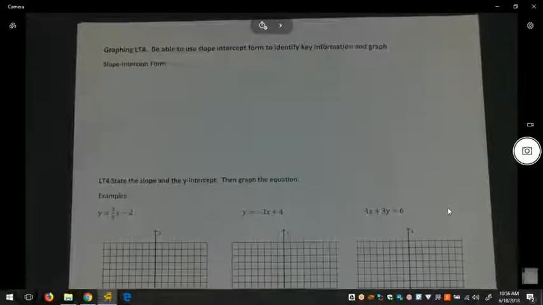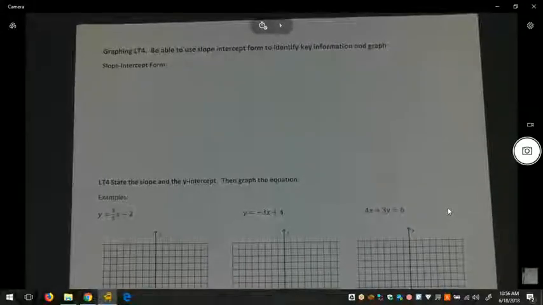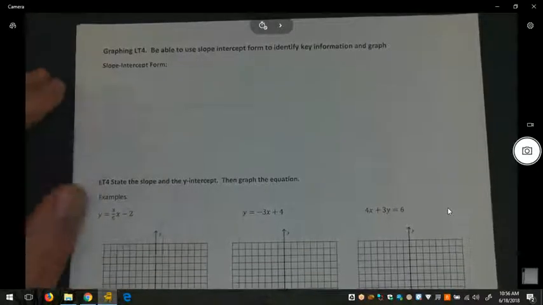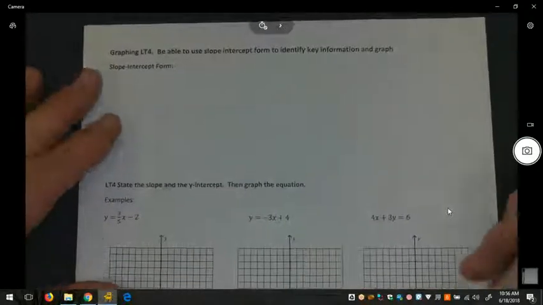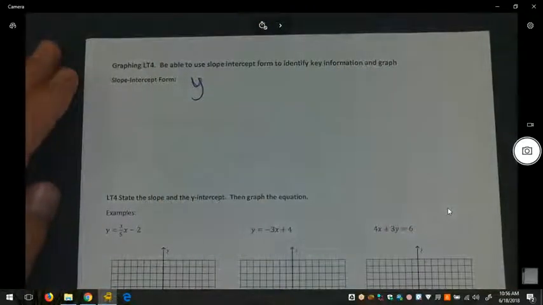Welcome back to graphing linear equations. In the first learning target, we looked at how to calculate slope using the slope formula and how to find slope on a graph. Now we're looking at slope-intercept form of a linear equation. This is where the equation has been solved for y.